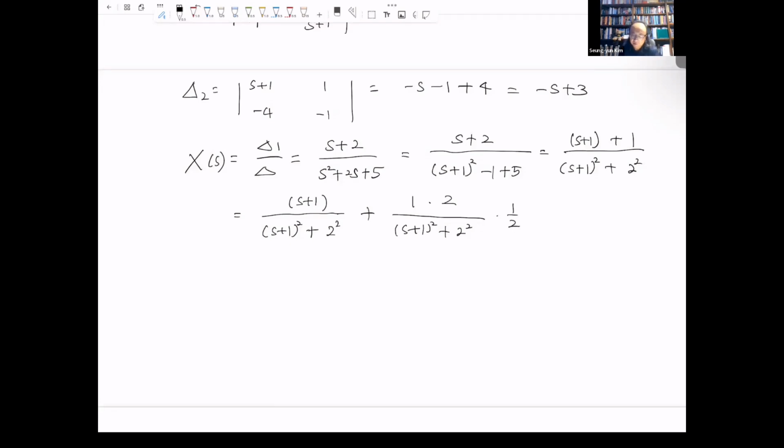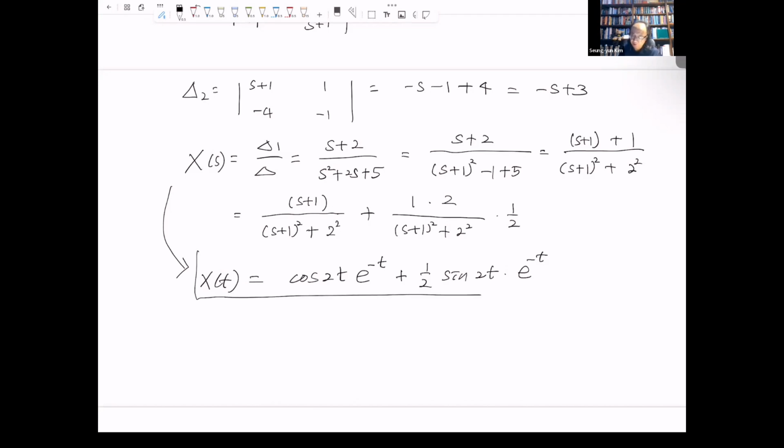Now we are ready to take the inverse Laplace transform. X of t now equals, so the first term is the cosine. What is the k? 2t, e to the negative t. The second one is the sine, plus 1 over 2 sine 2t, shifted by negative 1, so e to the negative t. So that's the x of t.